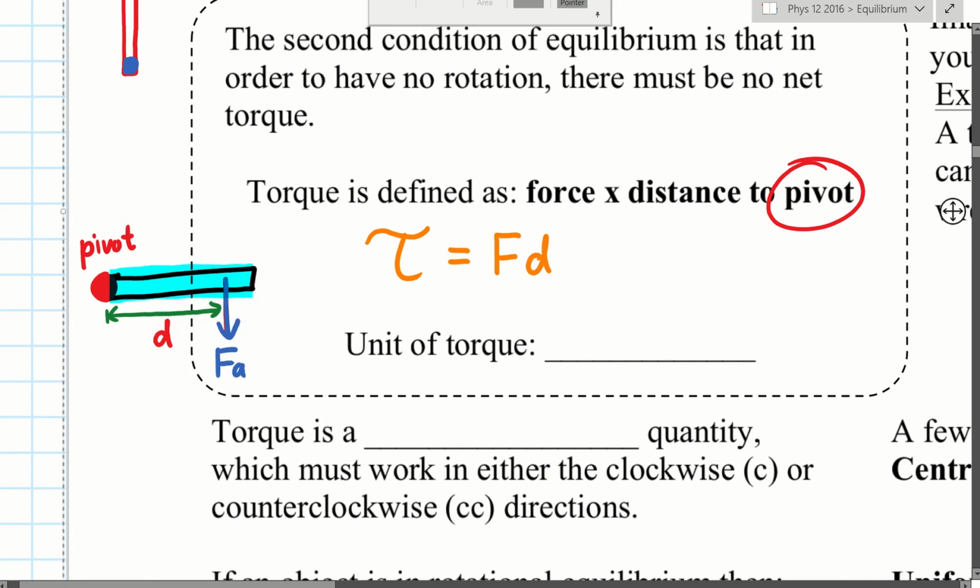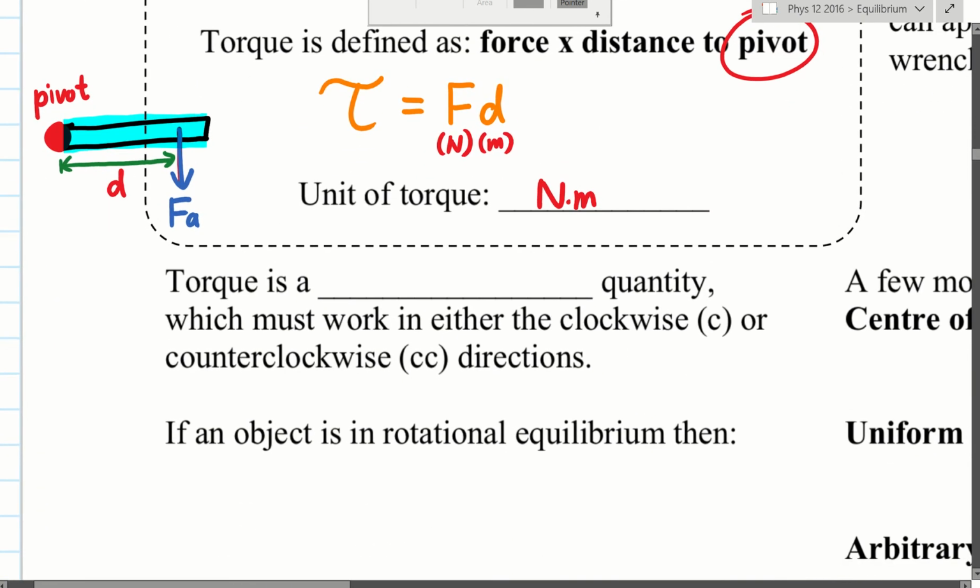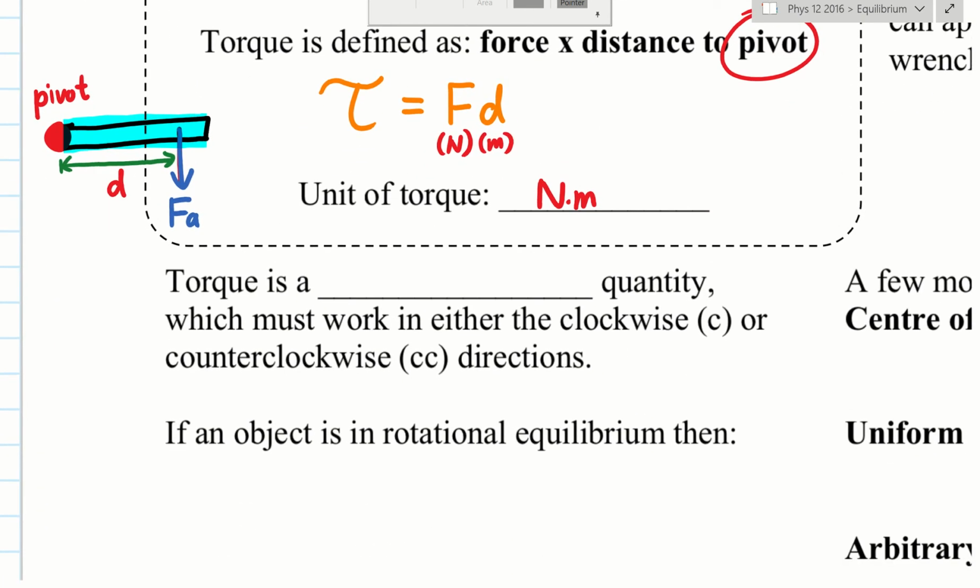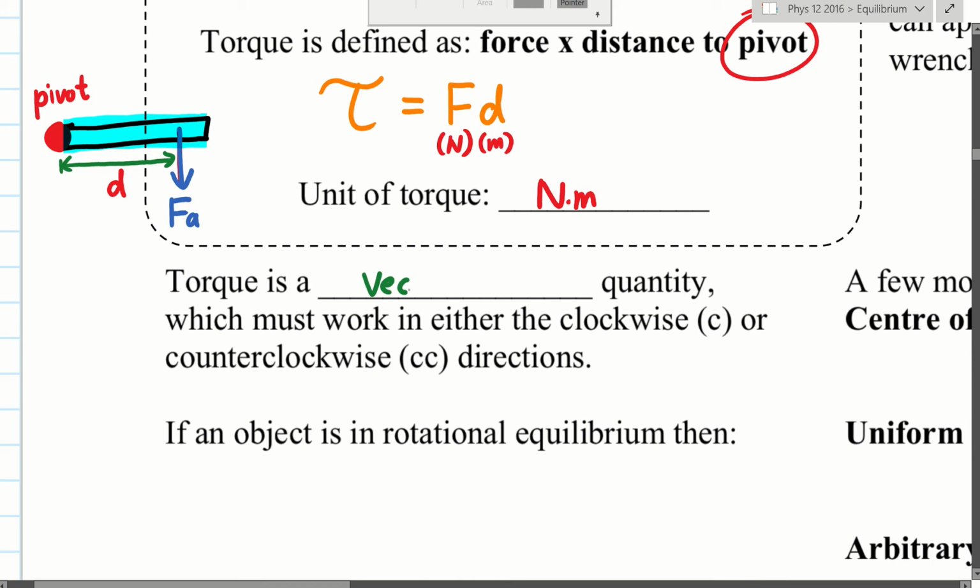Now, the unit for distance is meter. The unit for force is Newton. So the unit for torque is just Newton meter, right? Not really creative, just Newton meter. Now, torque is a vector. It does have direction, but it only has two directions though. Either the torque will cause an object to go clockwise, or it causes an object to go counterclockwise. So I would like to use CW and CCW for these two directions. Either the object goes clockwise or counterclockwise.